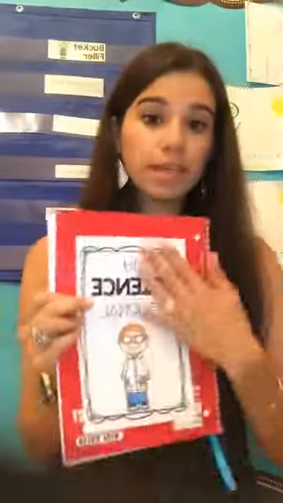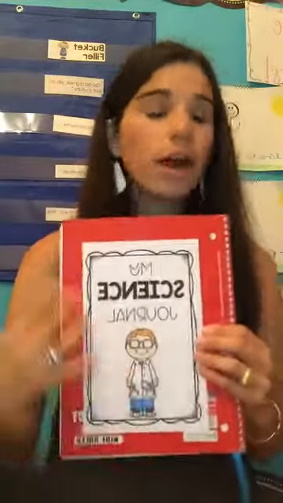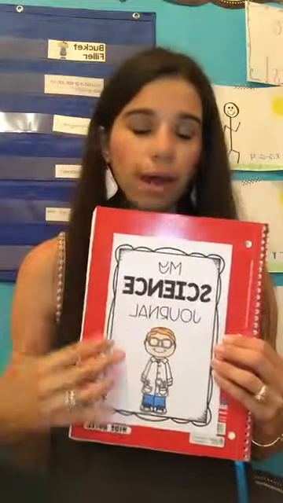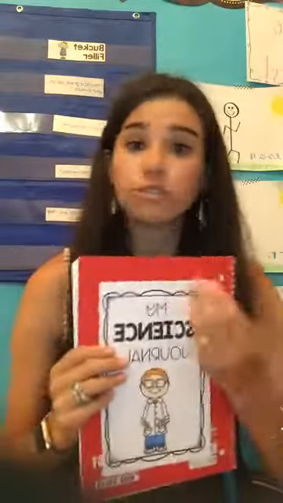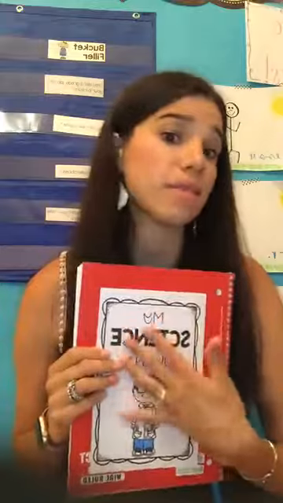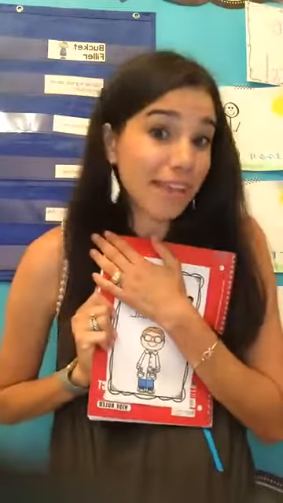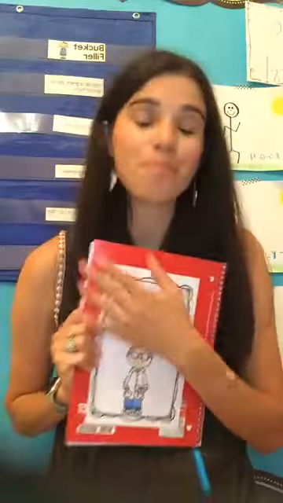And then we would make a science journal cover, and I usually would give them something to color however they wanted, and then we would glue it on. I have seen also where teachers just let the kids decorate however they want. It is very important that you let them color or decorate so that they are super proud and they feel like it's theirs and they take ownership of it.